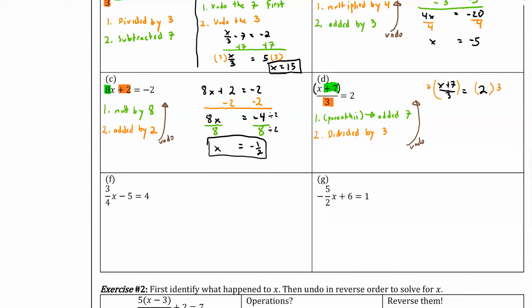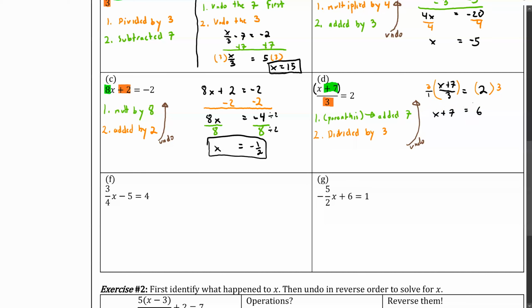Now what's going to happen is, really we have a 3 in the numerator and a 3 in the denominator on the left hand side. Those will reduce each other out, leaving me with simply x plus 7. And on the right hand side we have 6.